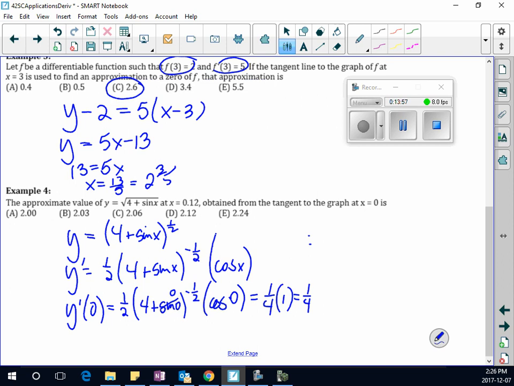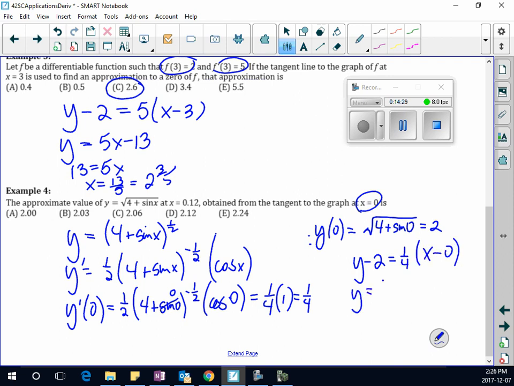Again, this only gave me my slope, so I need my y coordinate. y of 0 is the square root of 4 plus sine of 0. Sine of 0 is 0, 0 plus 4 is 4, and the square root of 4 is 2. So there's my y coordinate at 0. Now we're going to put it all together. y minus 2 equals 1/4 times (x minus 0). So y equals 1/4 x plus 2.